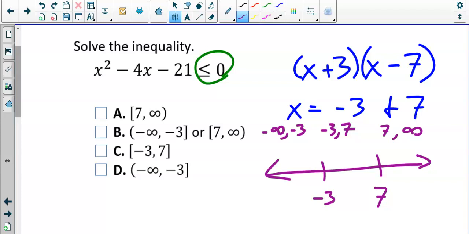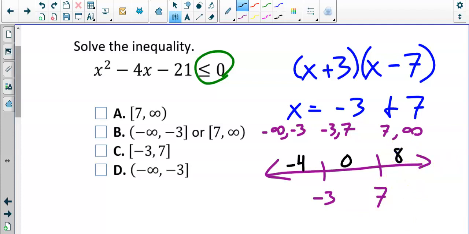What we need to do now is test some information, because we got to know what kind of answers we have. And all we want to know is, are they positive or negative answers? So in here, I need a value I can test that is less than negative 3. Negative 4. Good job. I would do that one. I need a value in here that is between negative 3 and 7. 0 is a great value. And then over here, I need a value that is bigger than 7. 8. So we're going to test these values.